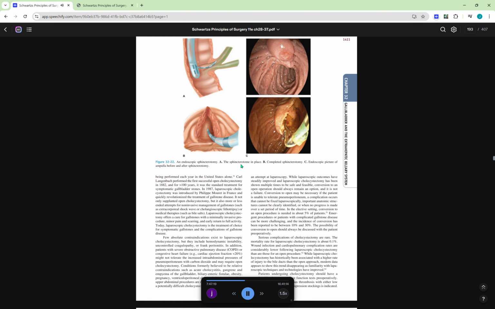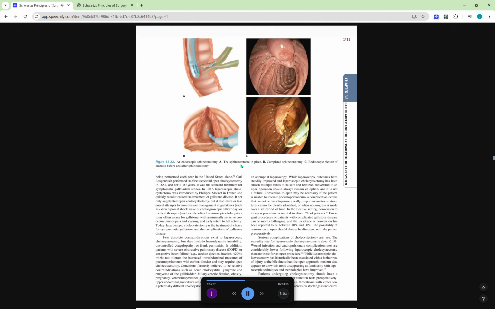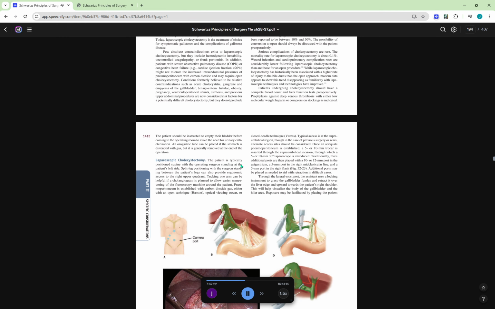Treatment. The initial treatment of patients with cholangitis includes broad-spectrum IV antibiotics to cover enteric organisms and anaerobes, fluid resuscitation, and rapid biliary decompression.